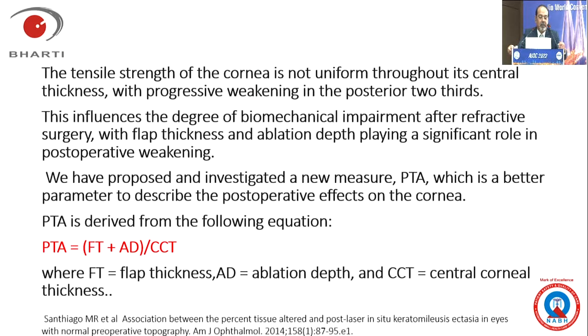So the tensile strength of the cornea is not uniform throughout its central thickness, with progressive weakening of the posterior two-thirds. This influences the degree of biomechanical impairment after refractive surgery, with flap thickness and ablation depth playing a significant role in postoperative weakness. We have proposed and investigated a new measure, PTA, which is a better parameter to describe the postoperative effects on the cornea.